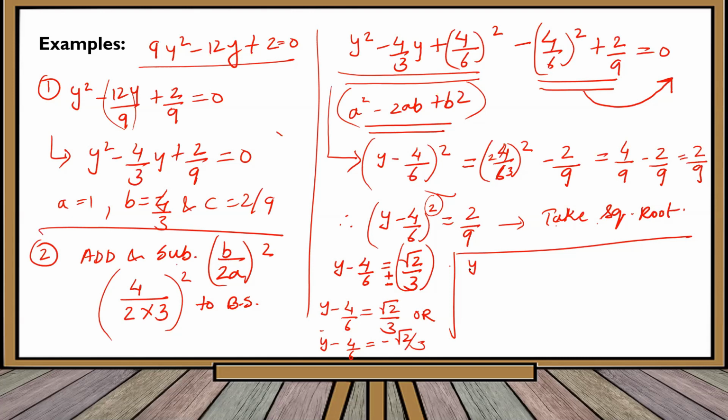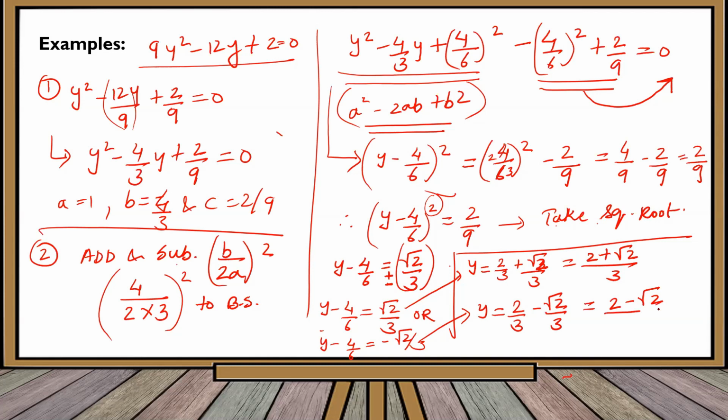So we have y equals 4 by 6. Now I can write it as 2 by 3. So minus will go to this side. I'm solving this first, so this will be 2 by 3 plus root 2 by 3, so this will be (2 plus root 2) upon 3. Now as far as this is concerned, this will be y minus 4 by 6 will go here and it will become plus 4 by 6. So let this be 2 by 3 minus root 2 by 3, so this will be (2 minus root 2) upon 3. So this is root 1.